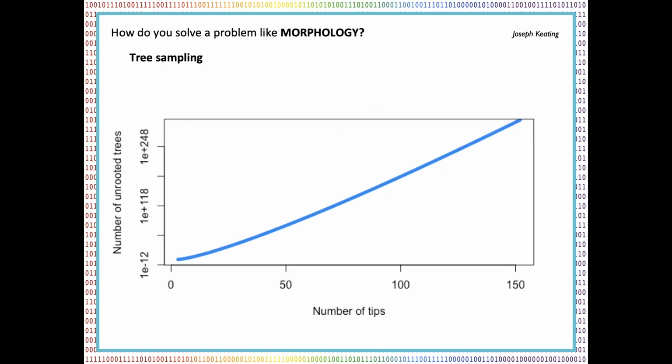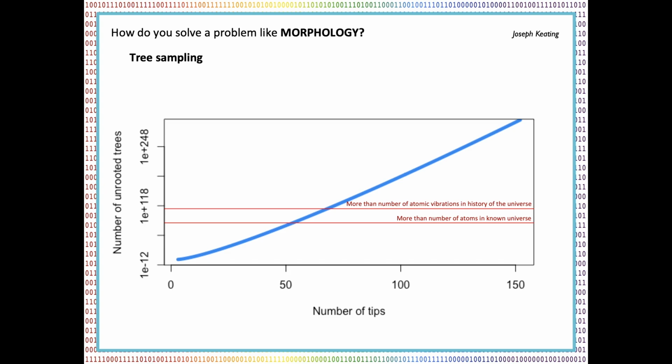A problem common to both parsimony and probabilistic estimation methods is tree sampling. As the number of tips increases, the number of possible unrooted trees increases vastly. The vertical axis in this plot is a log scale, and to put into context quite how big these numbers are, above this line is greater than the number of atoms in the known universe, and above this line is greater than the number of atomic vibrations in the history of the universe. So, as you can see, the number of unrooted trees quickly surpasses the number of things we can count in a material universe.